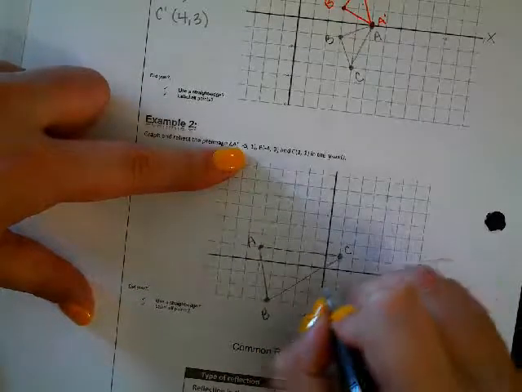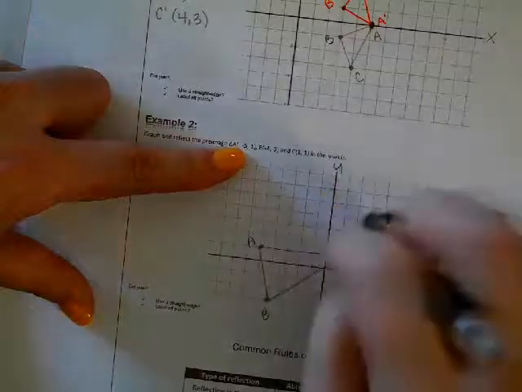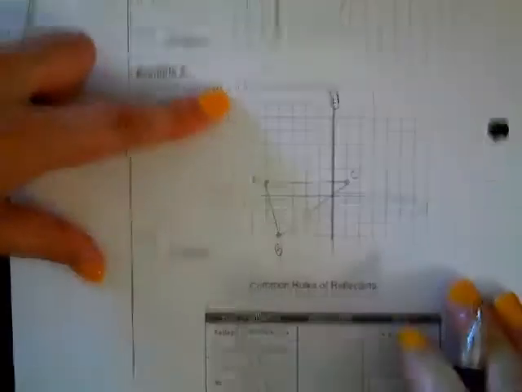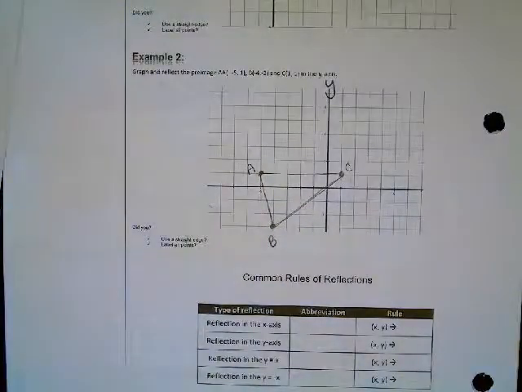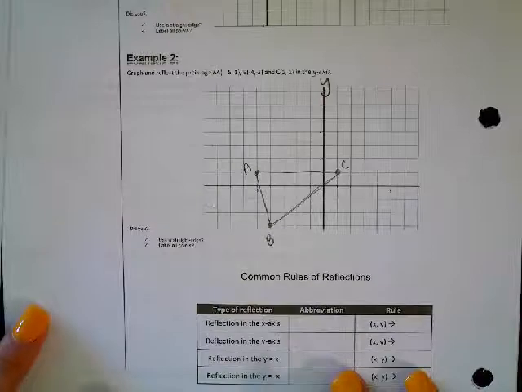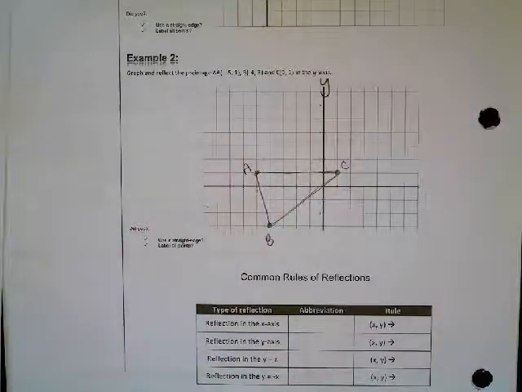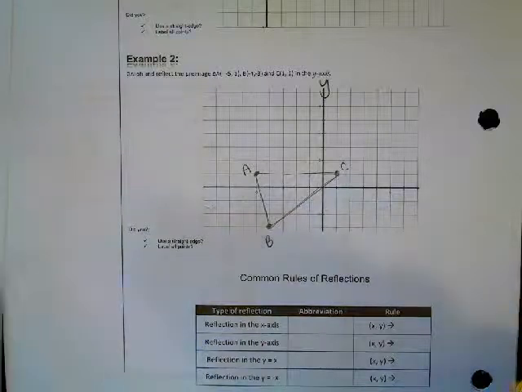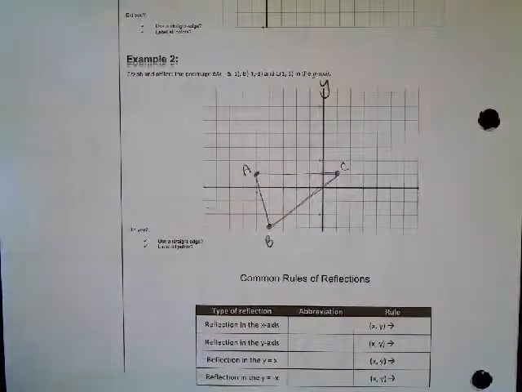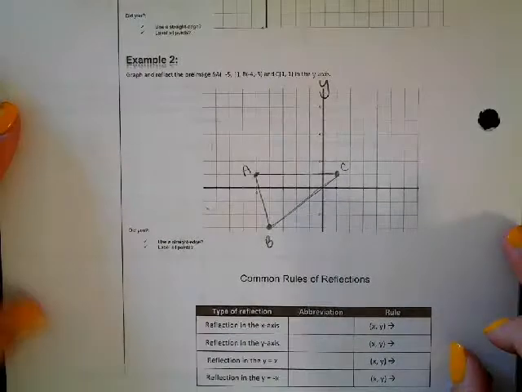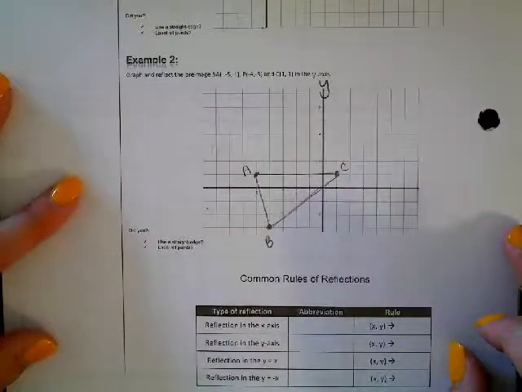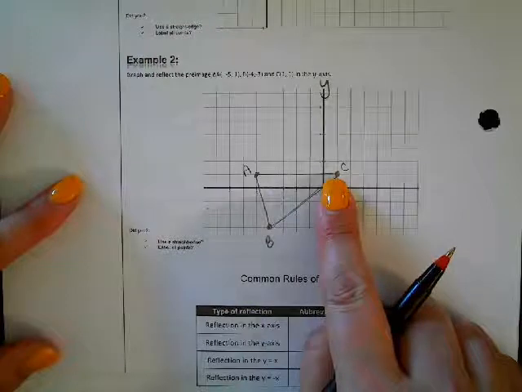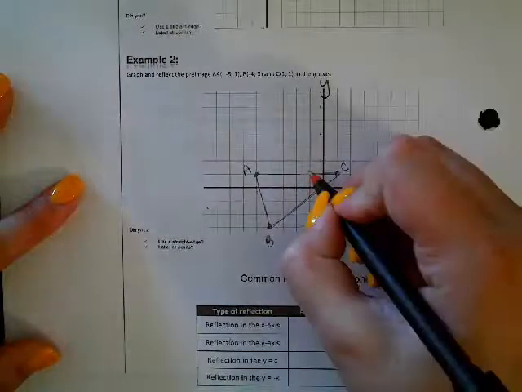We're reflecting over the y-axis. So this time, instead of counting up and down, we're going to count left and right. So what should I do to find the image for C? Would it not become the -1? Yeah, so right now it's 1 box to the right of the line. So we're going to go 1 box to the left. So that's C prime.